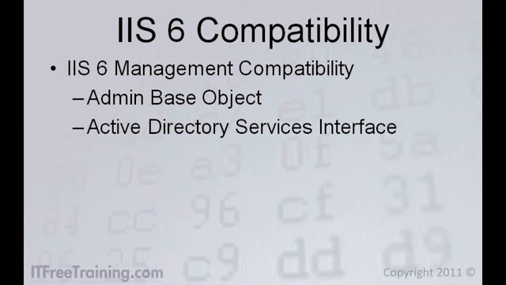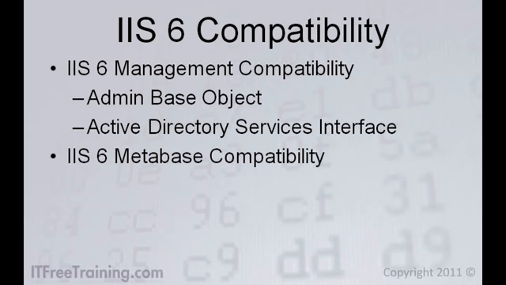IIS 6 came with a metabase that stored settings for IIS. These settings have been replaced with an XML file in IIS 7. If you have web applications that query the IIS 6 metabase, you will need to install the IIS 6 metabase compatibility component. This will enable IIS 6 web applications to use the same interface as before.